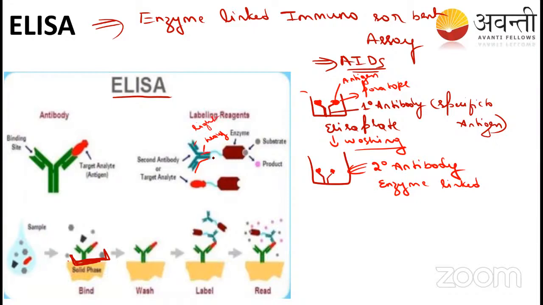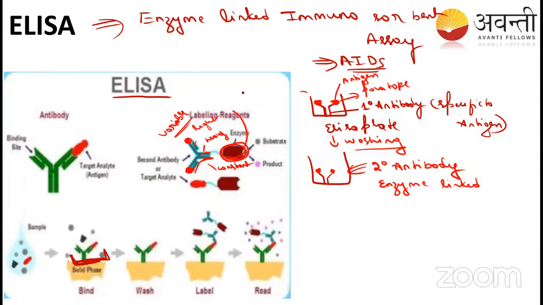So here you can see this is a constant region, and this is a variable region, where antigen will bind, right? For the variable region, antigen will come and bind. So here it is the constant region. For the constant region, they have added the enzyme.